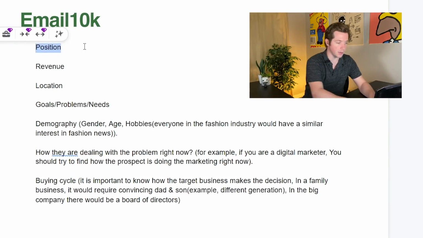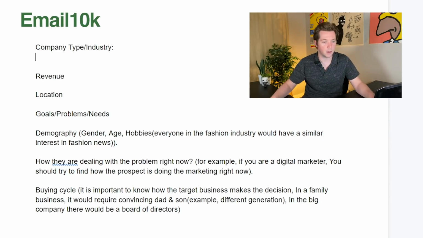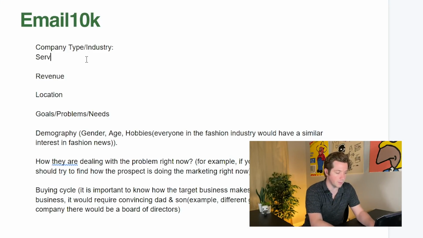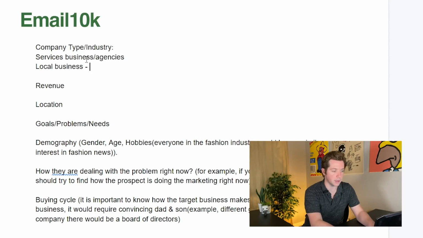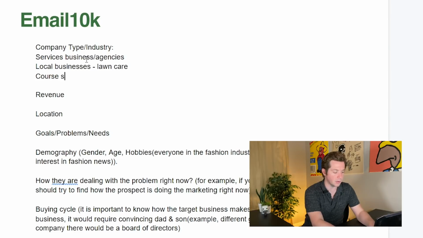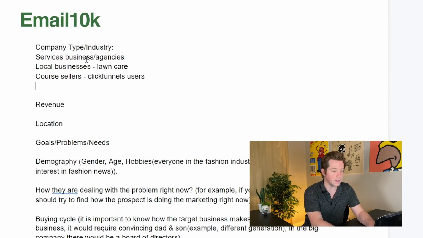So I would actually start not with position, I would start with company type. What company type or industry are these people in? Who is using BotFuse? I would say there's a couple of buyers. There are services businesses and agencies, and local businesses could crush this, like lawn care, things like that. I think they could do very well with this. I'm just doing pie in the sky brainstorming here. Then course sellers, so anyone who uses ClickFunnels. And then there's the standard e-commerce entrepreneurs, and I'll show you how to rank these in a second.